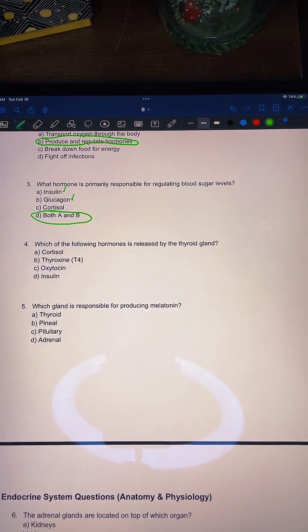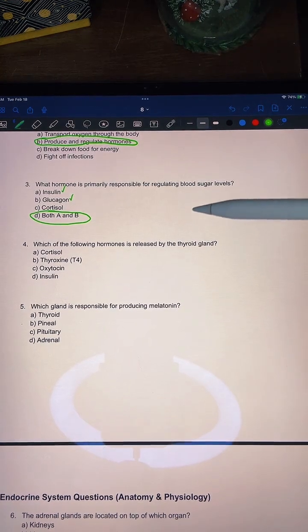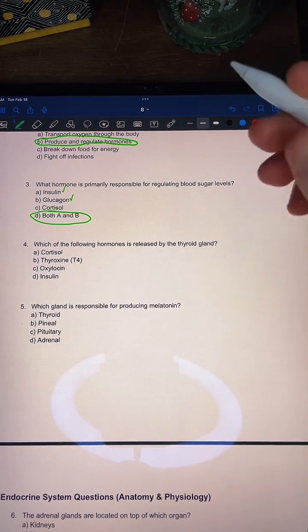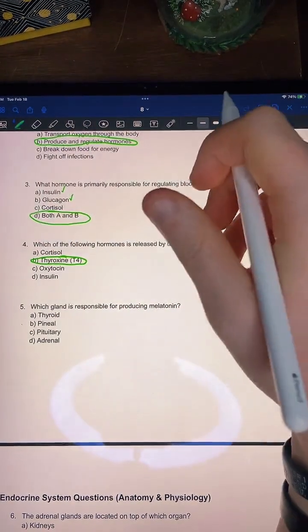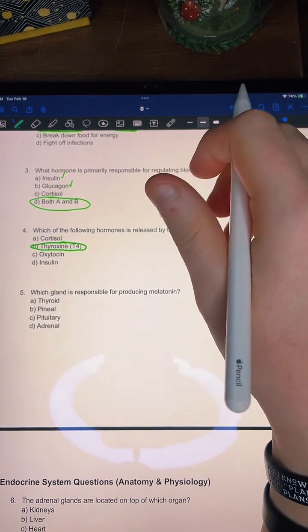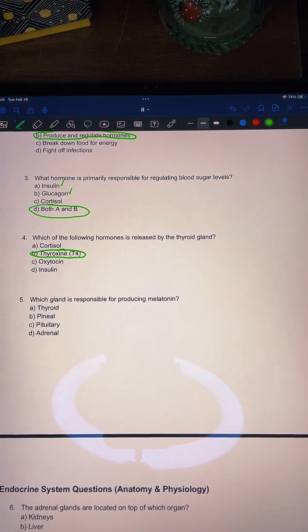So number 4, what is released by the thyroid gland? Cortisol, T4, oxytocin, or insulin? You guys are awesome. Yes, it is B. You guys are so smart. I'm impressed. Which gland is responsible for producing melatonin, which makes us sleepy?